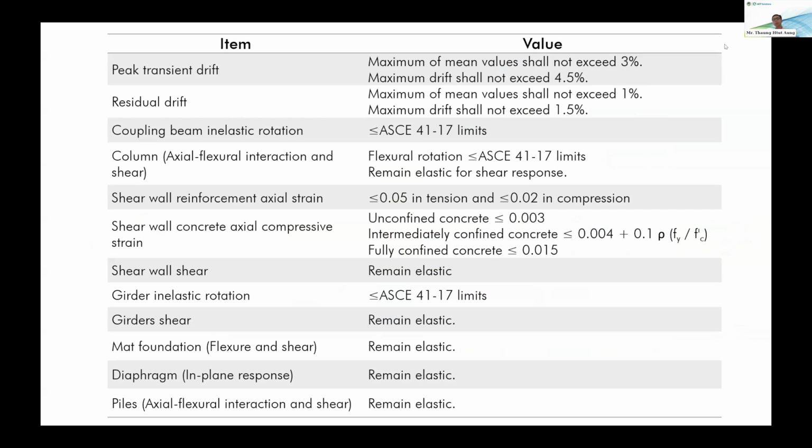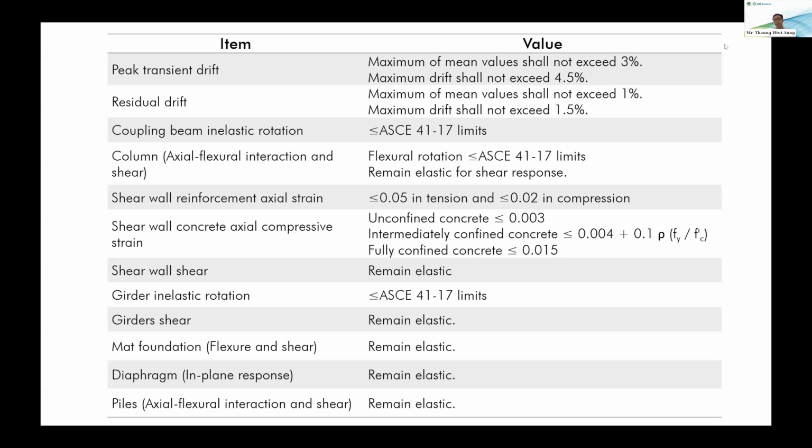For the acceptance criteria at MCE level, we have to check the global response as well as the local responses. For global response, we check the peak transient drift, which is the maximum drift that occurred during the time history. For example, the ground shaking duration is about 25 seconds. So what is the maximum drift that occurs within that 25 seconds?